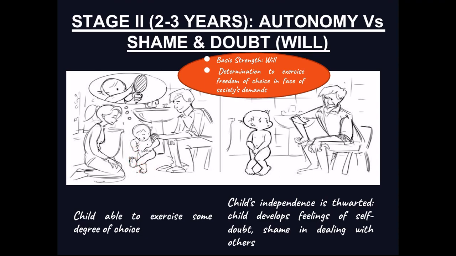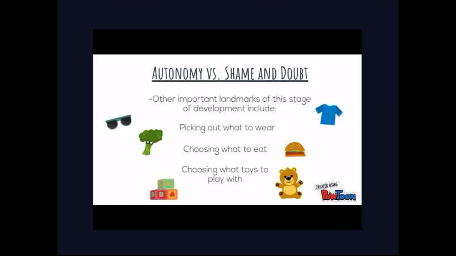of choice. So if the child is able to exercise some degree of choice, then the child comes out to be a confident person. If the child's independence is thwarted, the child develops a feeling of self-doubt and shame in dealing with others.